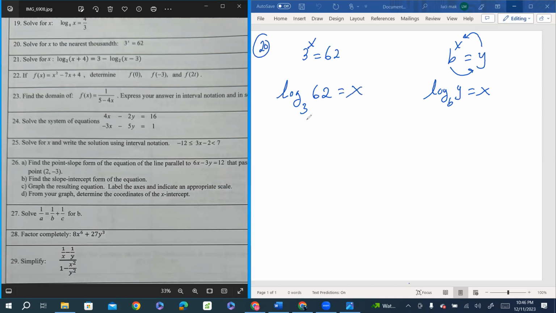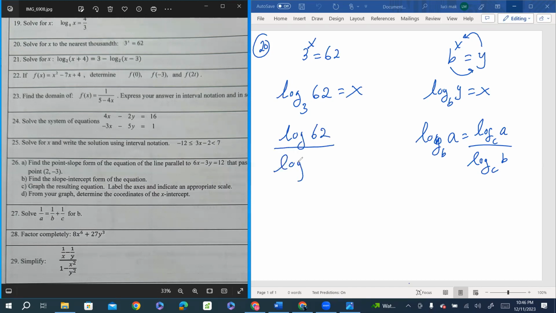Now, if you have a calculator that has any base, you can use this. If you don't have a calculator that has any base, you could also use the change of base formula. Log base b of a is equal to log base c of a divided by log base c of b. So you could change the base as ln or log. I'm going to use log. So log base 10 of 62 divided by log base 10 of 3. Or you could use ln: ln 62 divided by ln 3 is x.